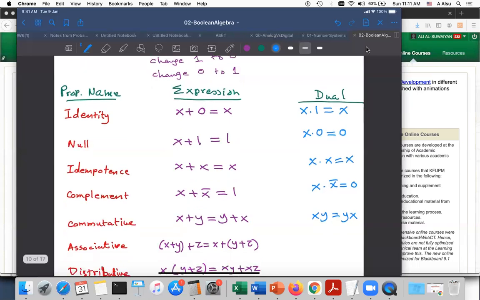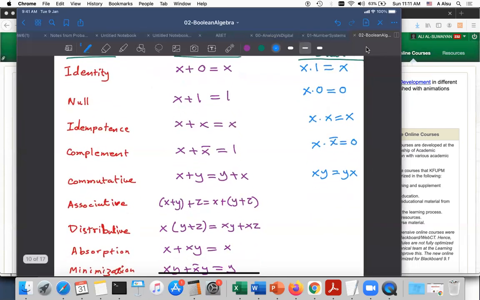Okay, associativity. Again, if you take x or y and take the result of that and OR it with z, then it's the same as x ORed with the result of y or z. And the dual of that is x AND y, the result ANDed with z, is equal to x ANDed with the result of y AND z.